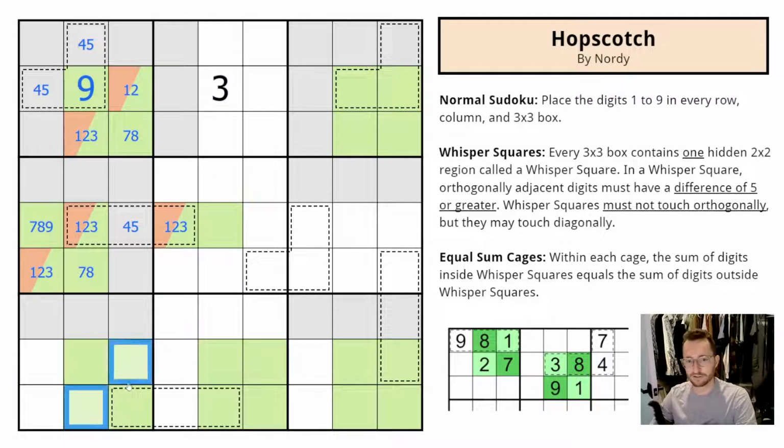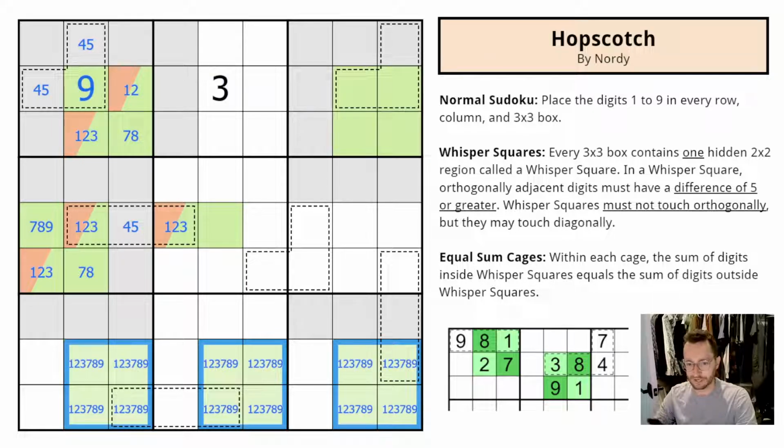So we know that whatever's in these whisper squares, wherever we place them, is going to be 1, 2, 3, 7, 8, 9. And we can think about, well, now what's going to happen when they're all lined up? When they're all lined up, we're going to have sort of 6 of these numbers that need to appear here, and these numbers need to appear here.